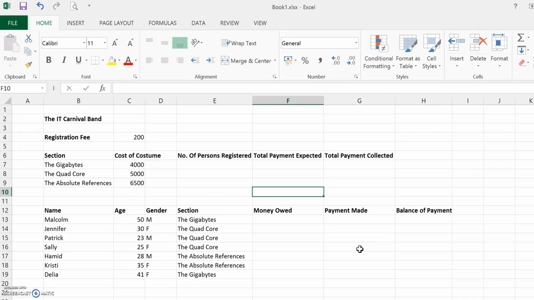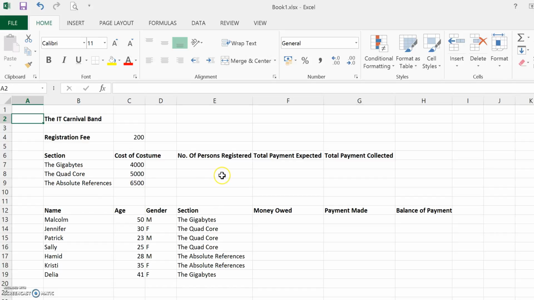Hi everyone. So this is the third video on the IF, COUNTIF and SUMIF functions, where we are going to look at another application that we can use these functions for. So here we have a carnival band where we have a registration fee and we have different sections, and the cost of the costumes in these sections are also different.